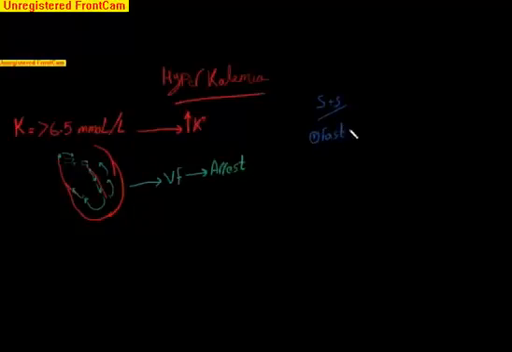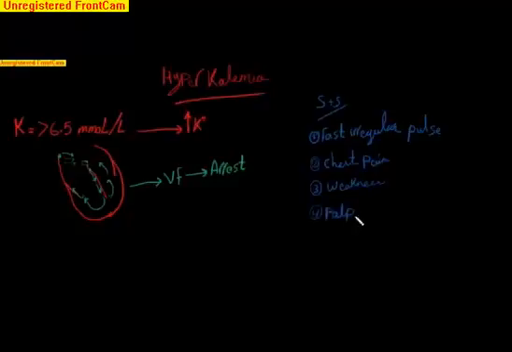First of all, you have to take a history, about whether the patient has any diseases, because the patient may have renal failure or may be taking diuretics. After you take a history and do an examination, your patient will come with a fast, irregular pulse. He will also come with chest pain, so you have to exclude what type of pain. Number three, maybe he will come with weakness, and he may say that he had palpitations. Now, after the signs and symptoms, you have to look for the cause of the hyperkalemia.